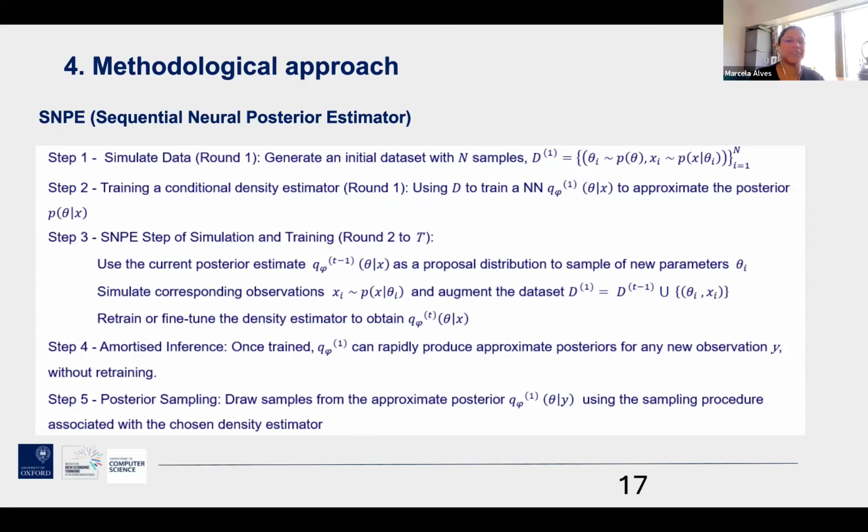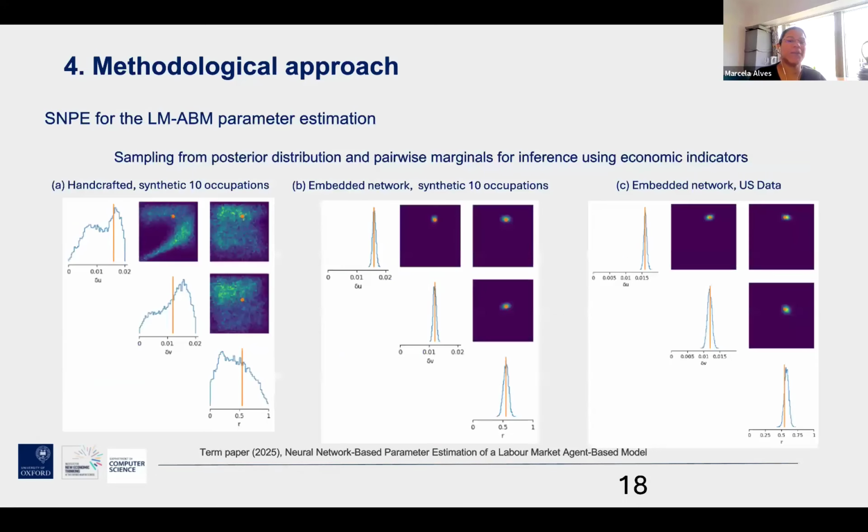Again, this is not my algorithm. This is an algorithm from the people dealing with Bayesian statistics. So it's just explaining again what I just said, but with the proper mathematical terms. Here is a paper that I will actually be presenting next week at the World Complexity Conference in Morocco.